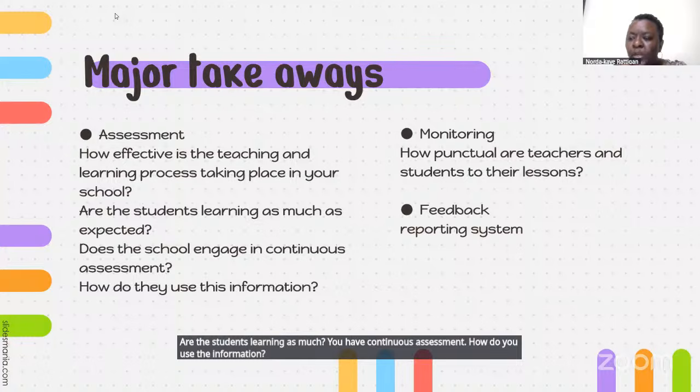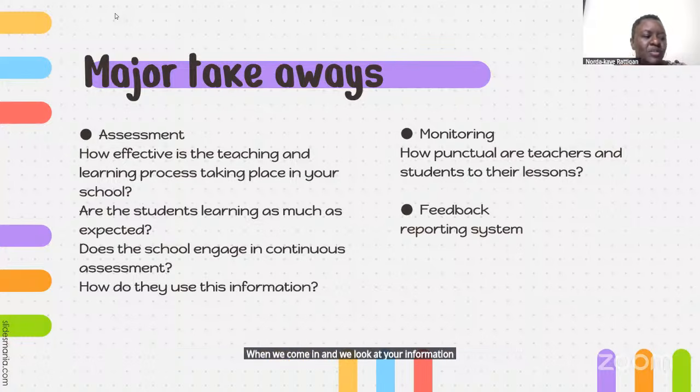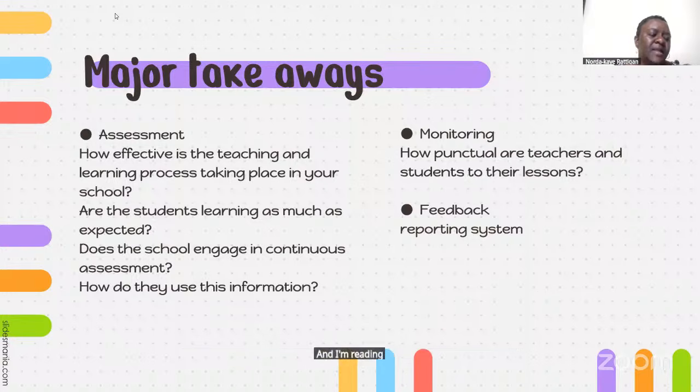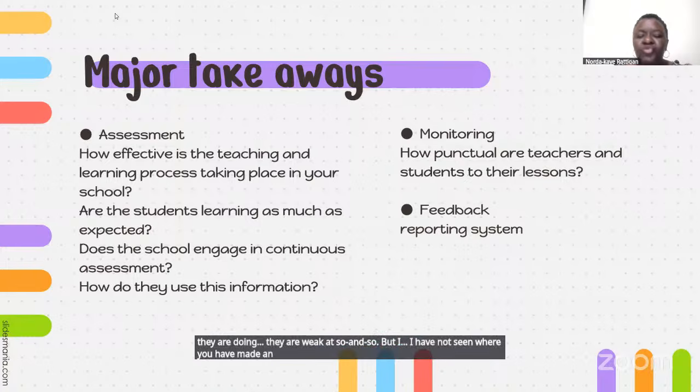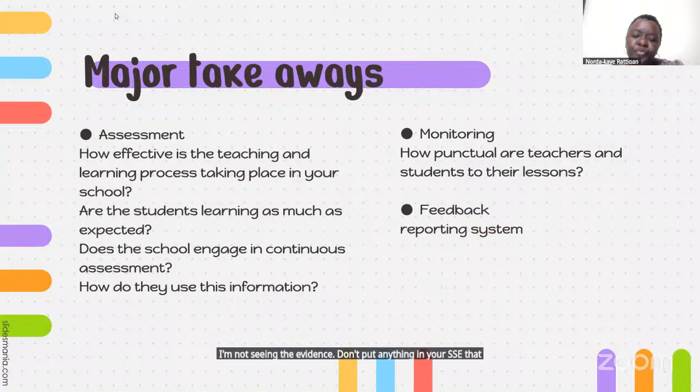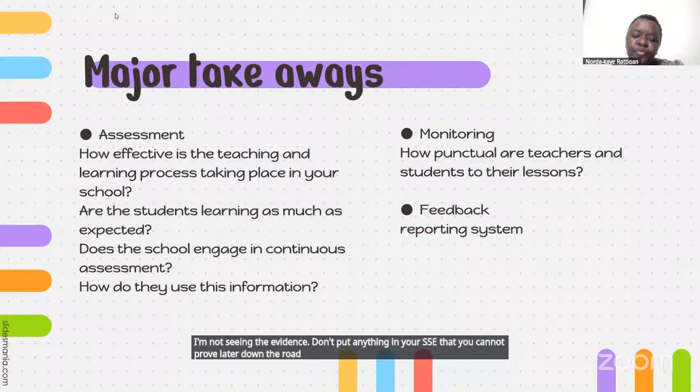When we come in and we look at your information, I'm looking at your data. You made an analysis, and I'm reading and I'm seeing where you said that they are weak at so and so. But I have not seen where you have made an effort to do something with the information that you have seen. I'm not seeing the evidence. Don't put anything in your SSE that you cannot prove later down the road, please.